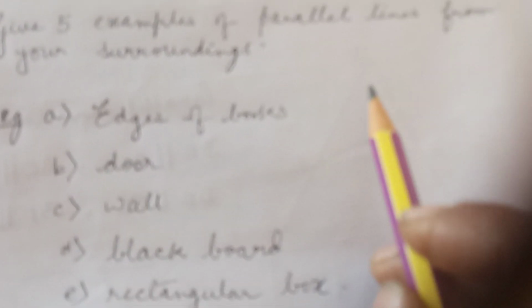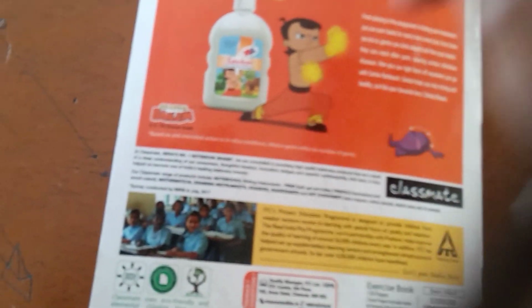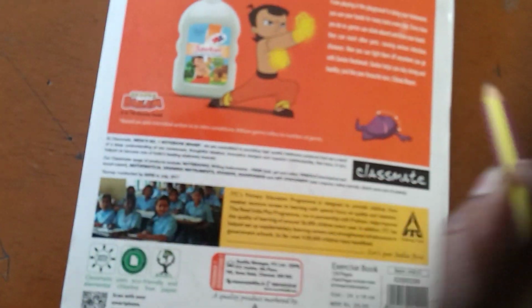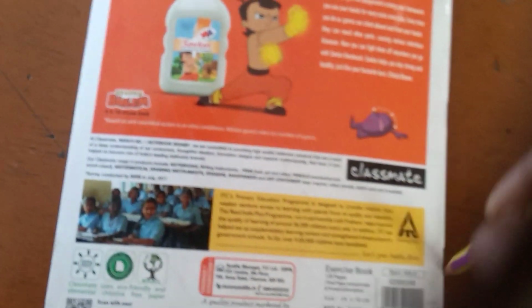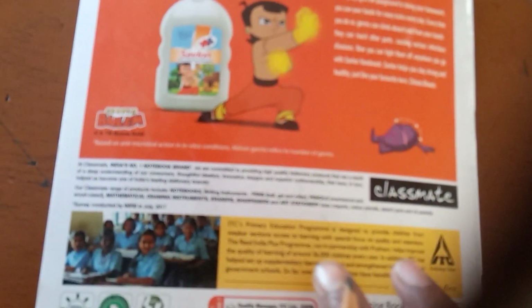Now moving to the last question children. Give 5 examples of parallel lines from your surroundings. So you may look at edges of books. Okay. Suppose this is my copy. This is your book. So if you see that children, the edges of books are also parallel lines. This edge you may look at this line and here at this edge this line. These two are parallel to each other. Okay, these two sides are parallel. If you extend them, they will never intersect.